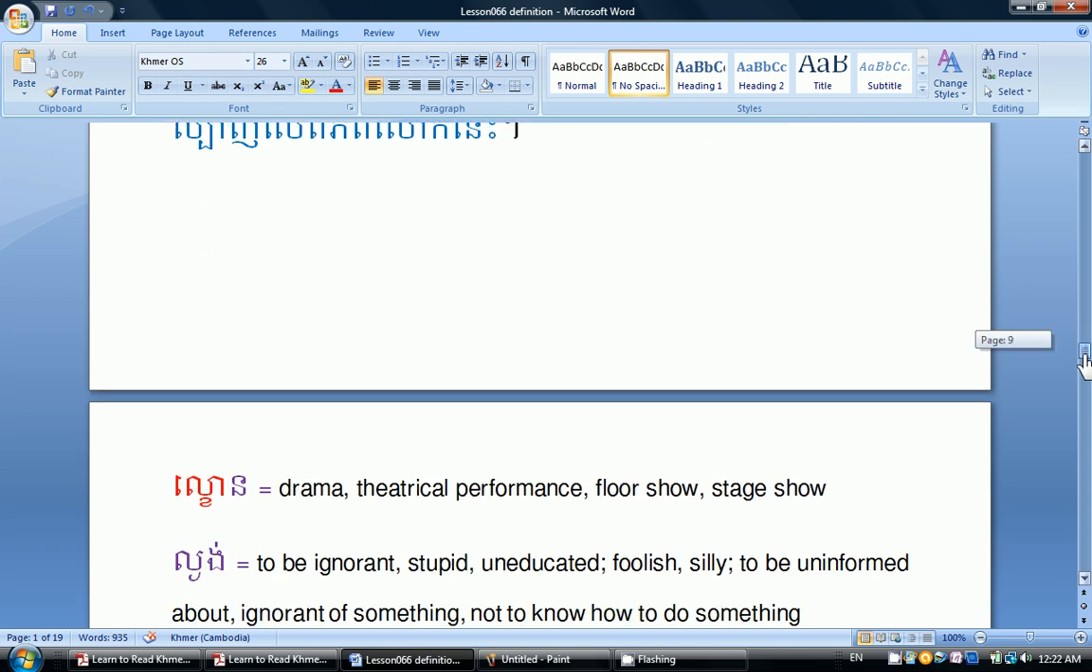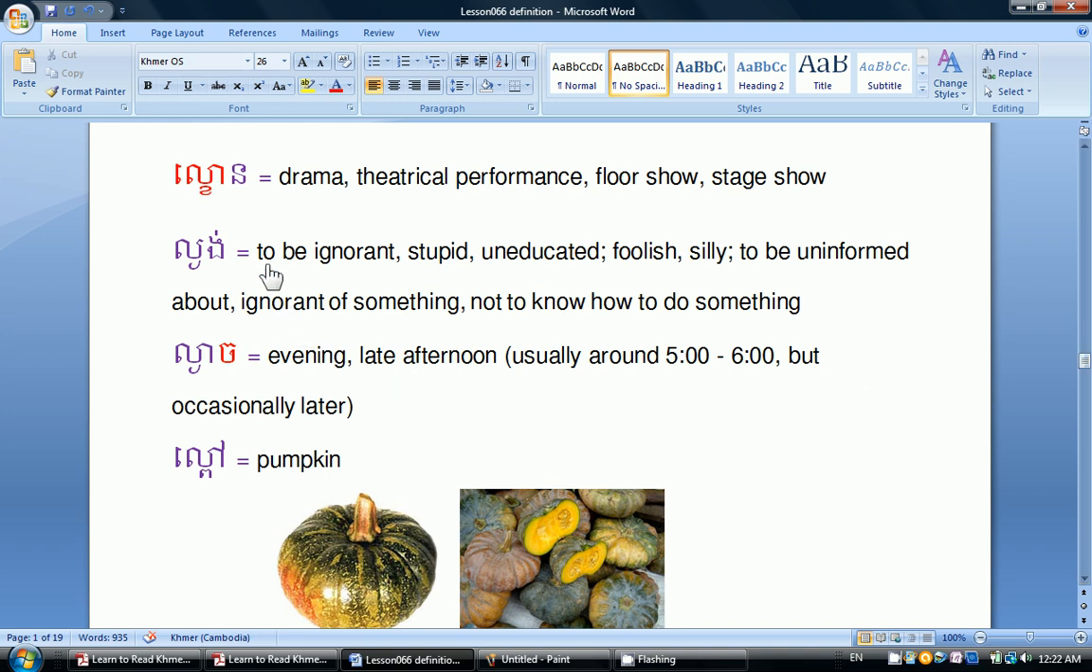Now let's go over the definitions. Lekhaun is a drama, a theatrical performance, floor show, or stage show. Legong means to be ignorant, stupid, uneducated, foolish, silly, uninformed about, or not to know how to do something. Langiya means evening or late afternoon, usually around 5 to 6 p.m., but occasionally later.